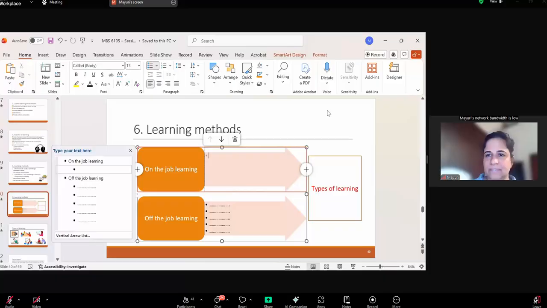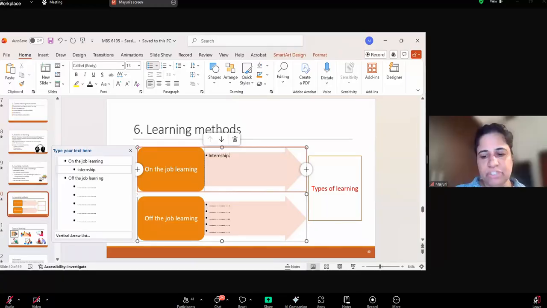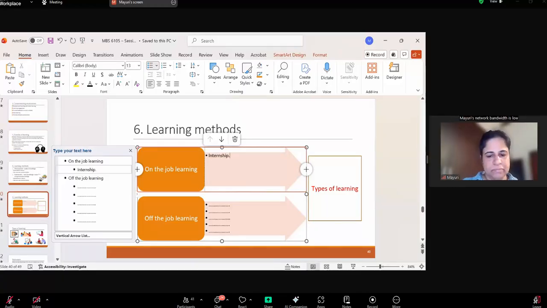Yes. Recruit as a trainee and give the training. Internship. Is it? Management training. Okay. What are the other methods? Yeah, on the job training.